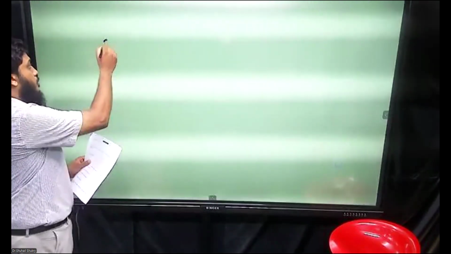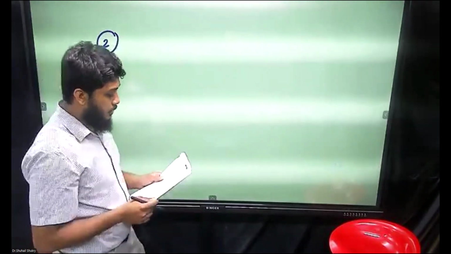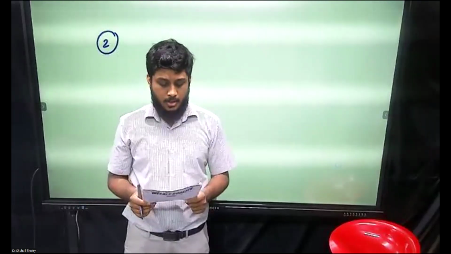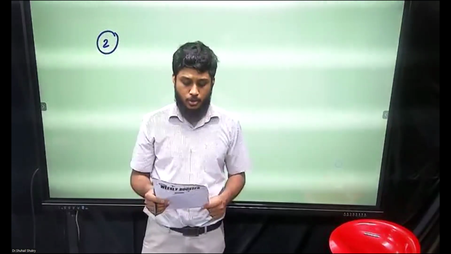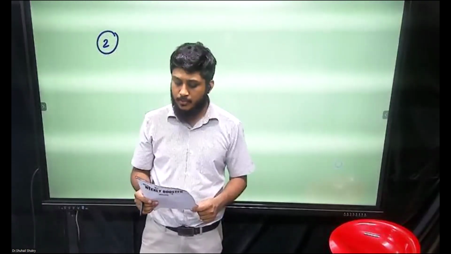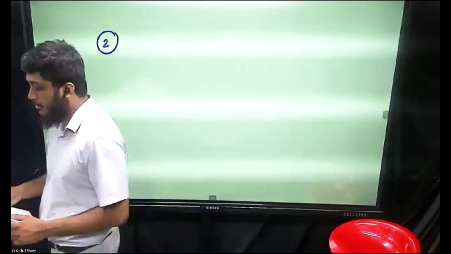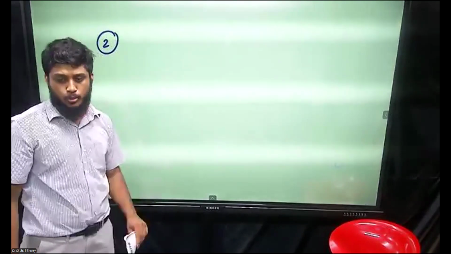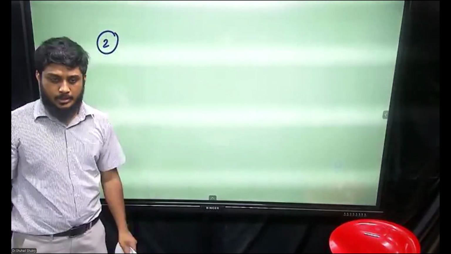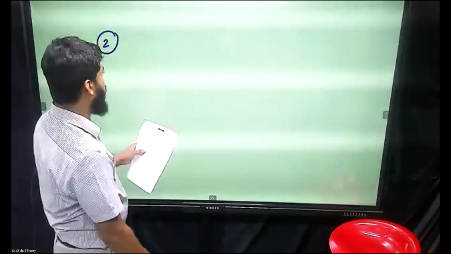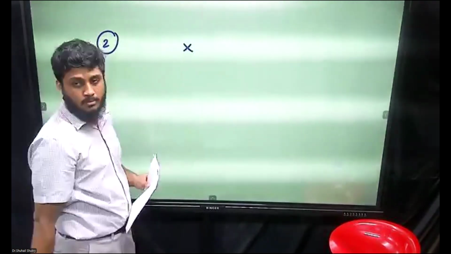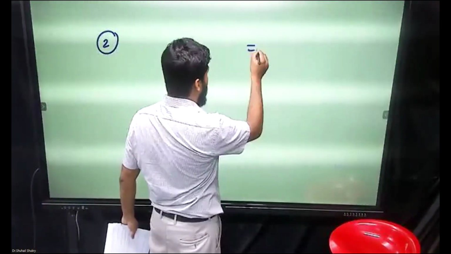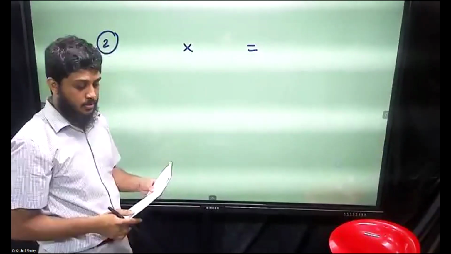Second one: a brokerage fee of 3% is charged when a motor car is sold. When a motor car is sold, 3% brokerage is charged. If the brokerage fee is 36,000, find the selling price. I have told you, you should know how to formulate percentage formulas. Any percentage formula consists of only how many parts? 3 parts. Only 3 parts. There will be a multiplication here, there will be an equal sign here. Only three things you have to fill.